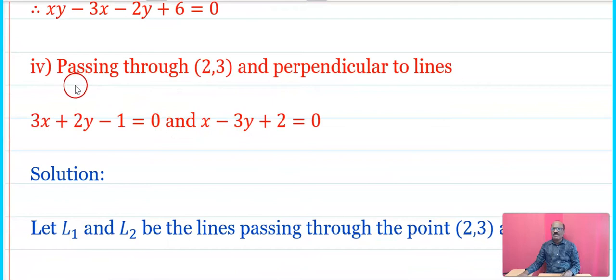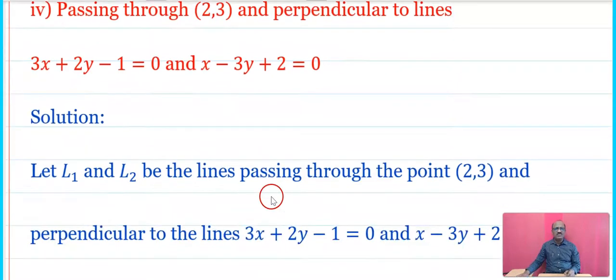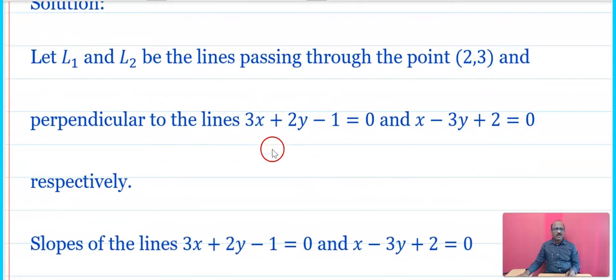Next, find the combined equation of the lines which pass through the point (2, 3) and are perpendicular to the lines 3x plus 2y minus 1 equals 0 and x minus 3y plus 2 equals 0. Our required lines are perpendicular to these lines. Therefore, the slopes of those lines are the negative reciprocals of these lines' slopes. Now let L1 and L2 be the lines passing through (2, 3) and perpendicular to these lines.